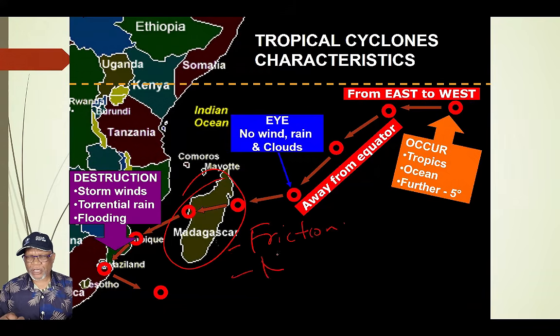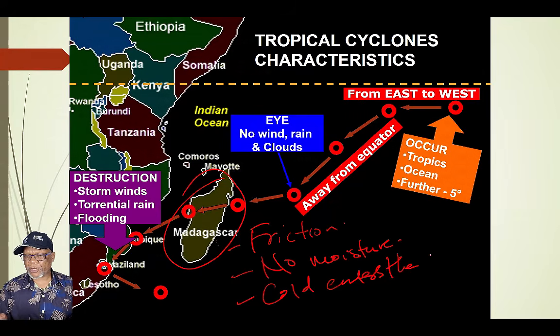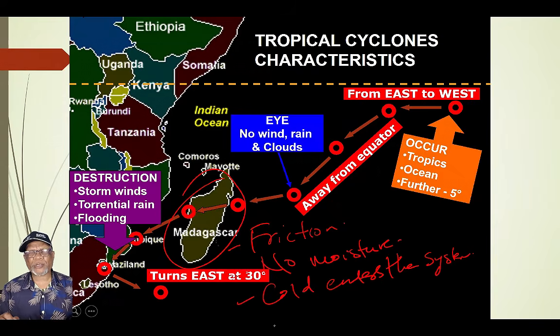Friction is high, no moisture. And then the cold air enters into the system. The cold air will enter the system. So there is less water mass as well. So that is why tropical cyclones will die over the land.